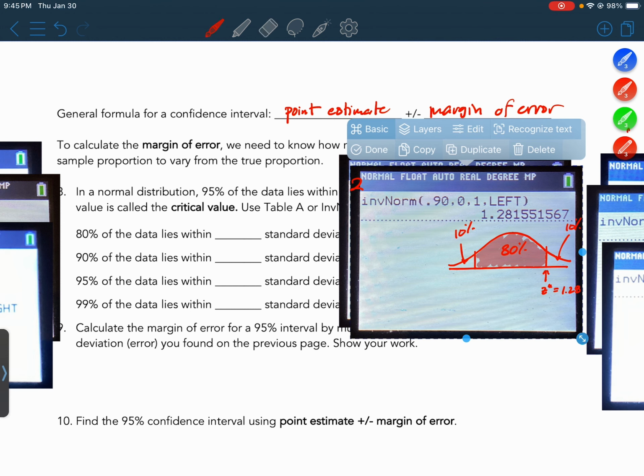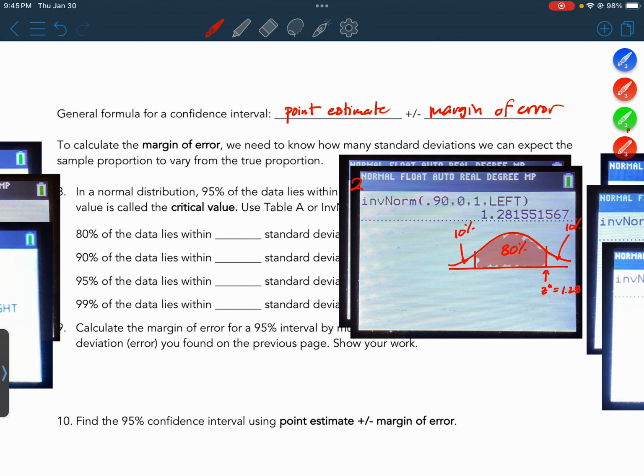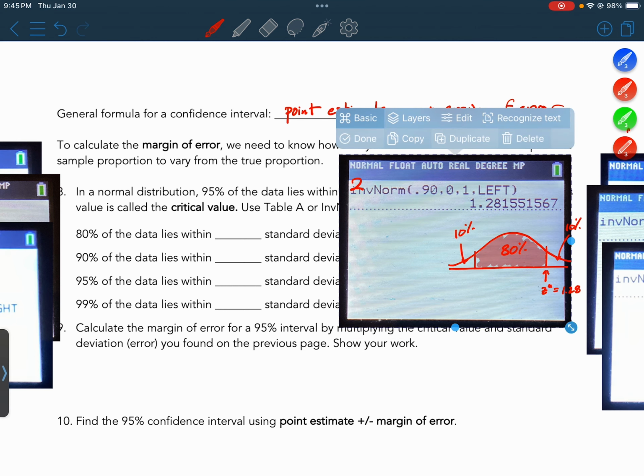So let's record that here. What happened? Delete.